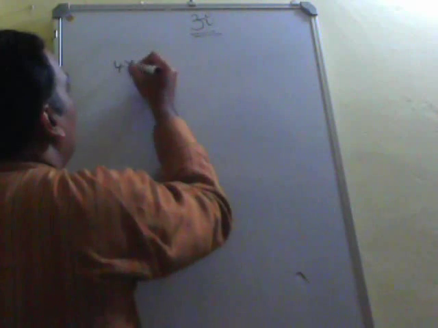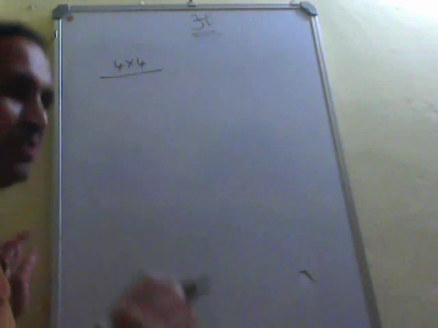So this one you can also show. It will be nice. It will be interesting. Now we will come to the 4 by 4 matrix. The 4 by 4 matrix is very easy.